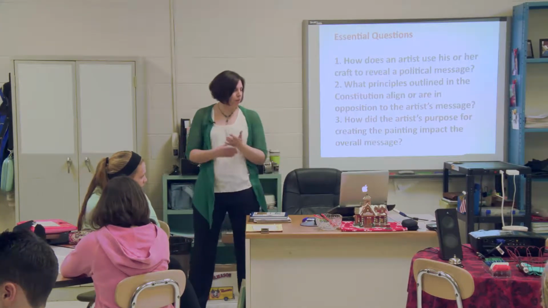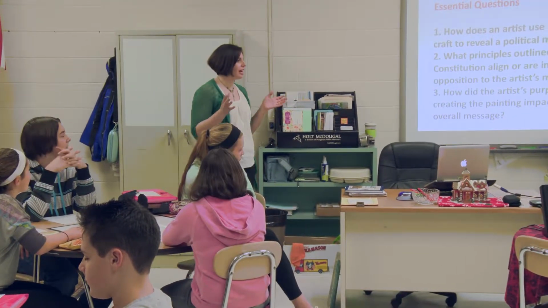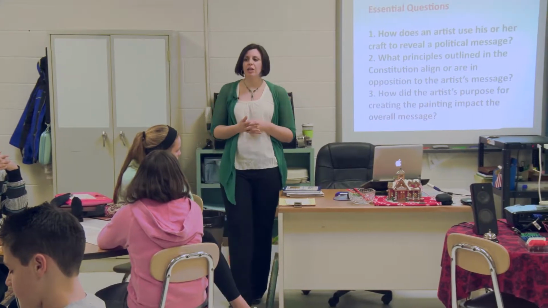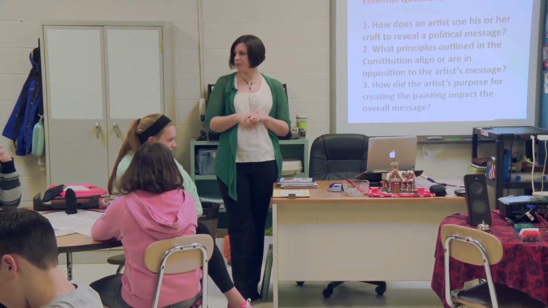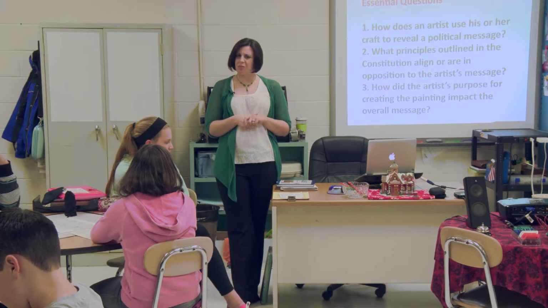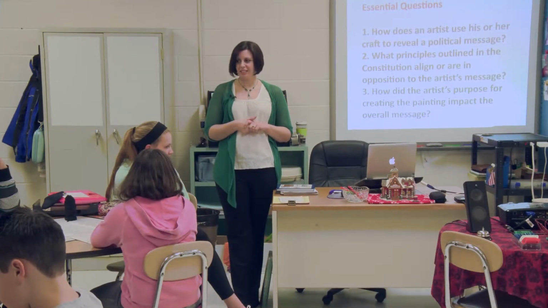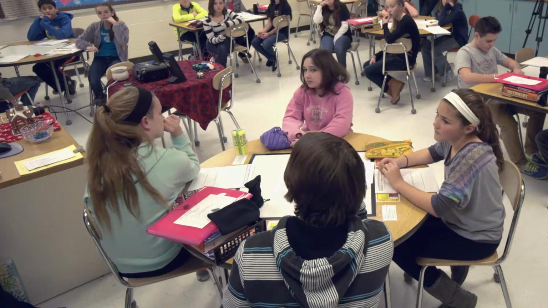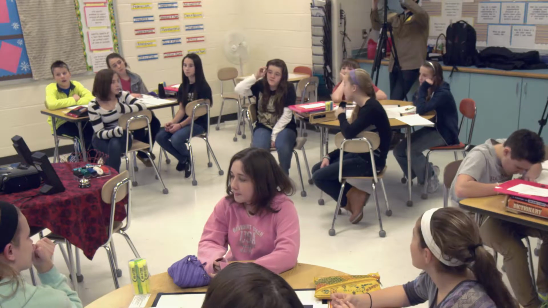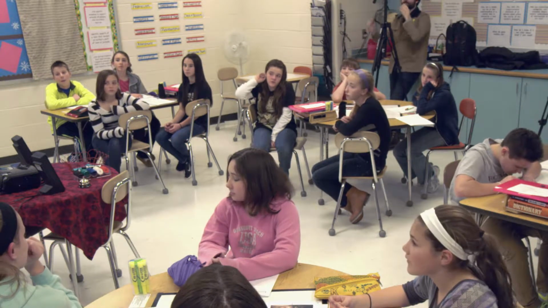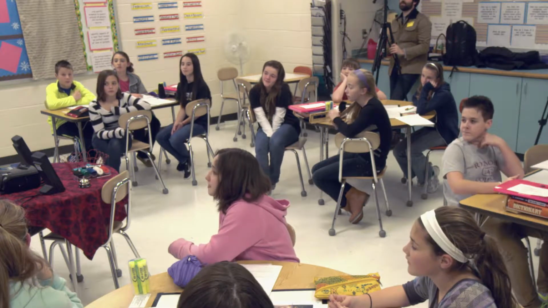How did the artist's purpose for creating the painting impact the overall message? Who can remember when we read that passage about the painting, why Christie made this painting to start off with? Anyone remember? He was asked to make it, and it was placed in Washington, D.C. Do you remember why? I think it was to represent what happened that day. Okay. And it was for a celebration of something. Do you remember? The 50th anniversary of the Constitution. The 50th? I thought it was the 100th. 150th anniversary of the Constitution.